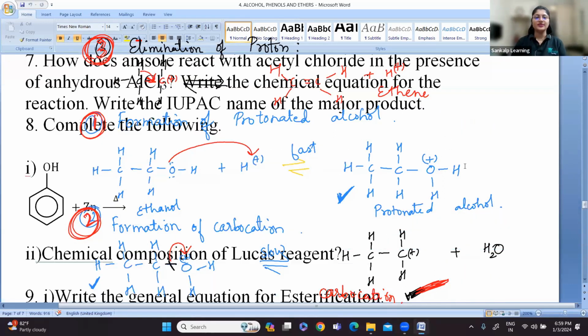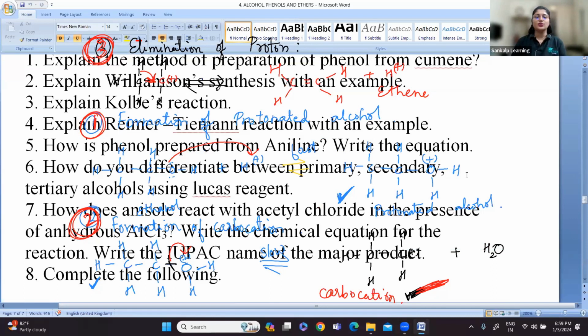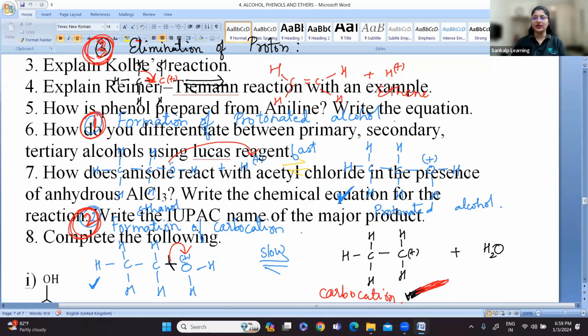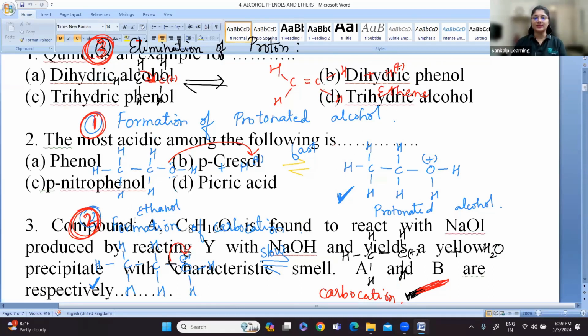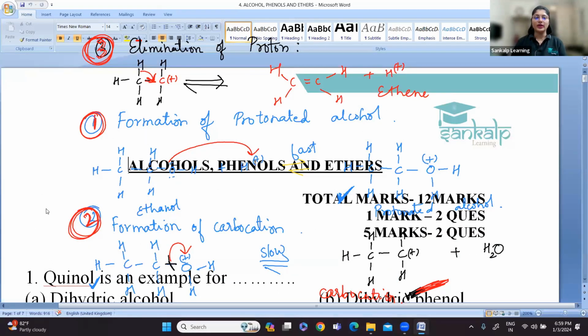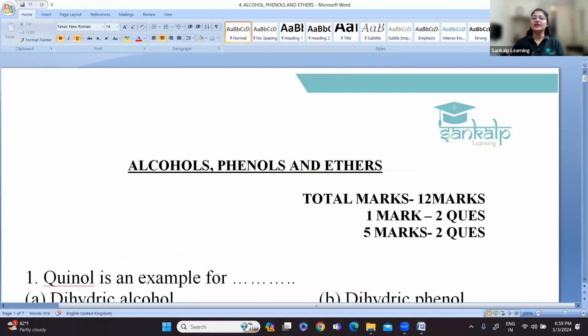So as we have discussed, these were the questions from the alcohol chapter. As I've said, this particular chapter is totally for 12 marks. Okay, you'll be getting 1 mark, 2 questions and 5 marks, 2 questions. Fine. So these were the things to be discussed under this particular chapter, that is alcohols, phenols and ethers.